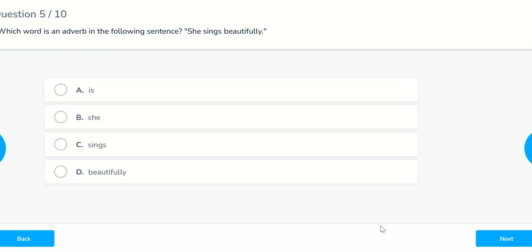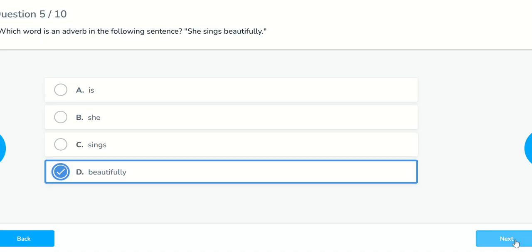Which word is an adverb in the following sentence? She sings beautifully. Remember before I gave an example of he sings beautifully. And our adverb is beautifully. You got it.